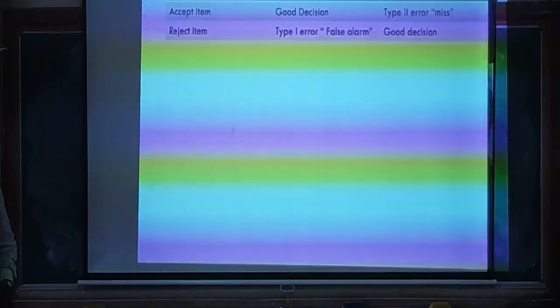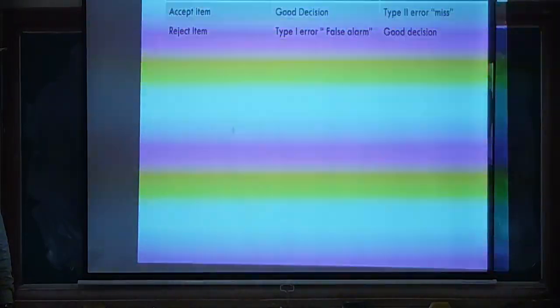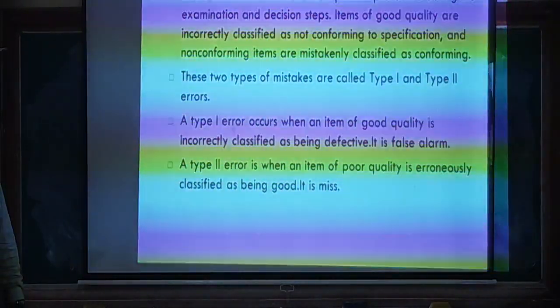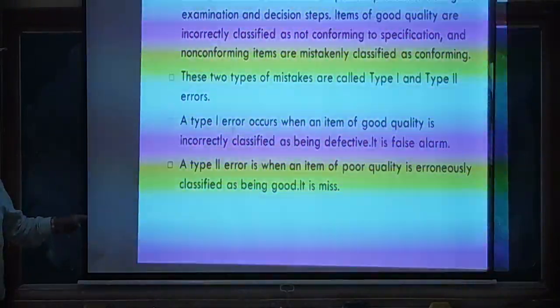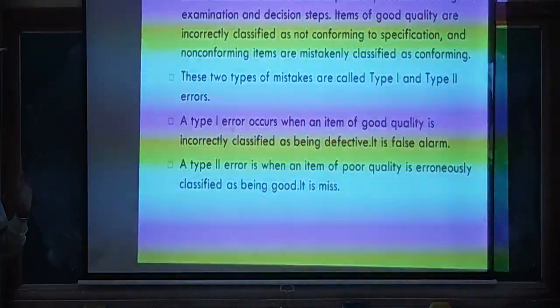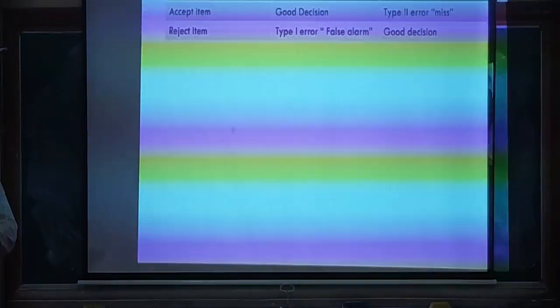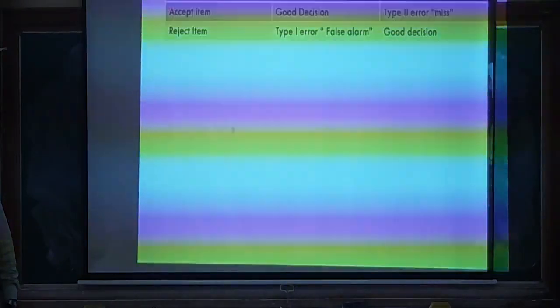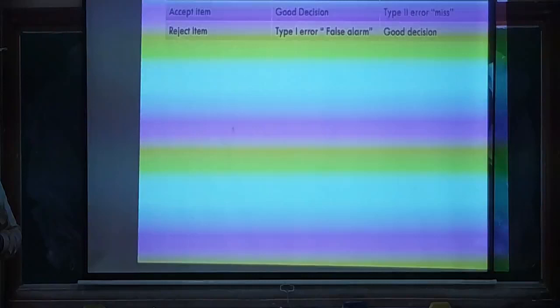Now for the non-conforming item, accepting it is a type 2 error, that is a miss. So here, type 2 error is when an item of poor quality is erroneously classified as being good. That is a miss. The same thing I have shown here in table form. Then for reject, the decision is to reject the item. So type 1 error is a false alarm.